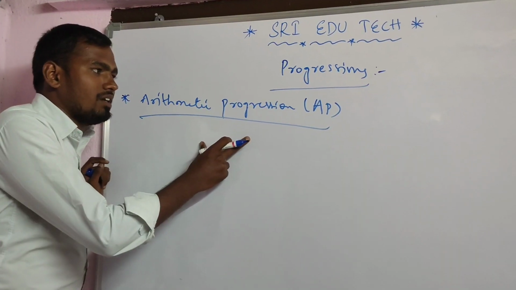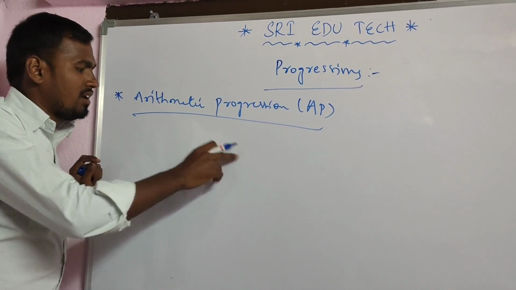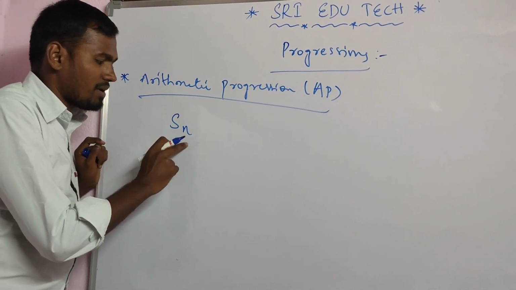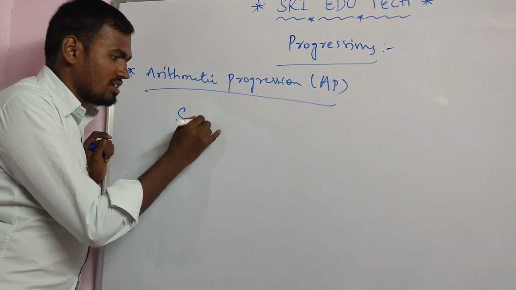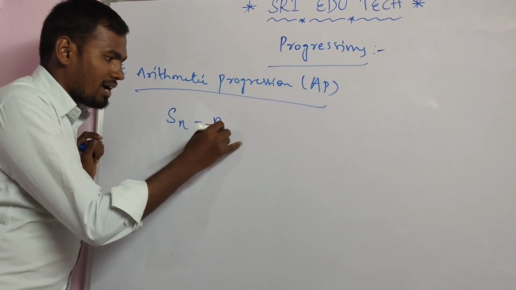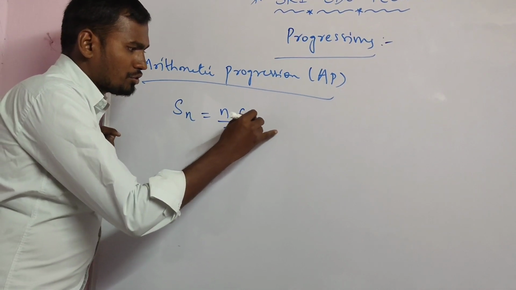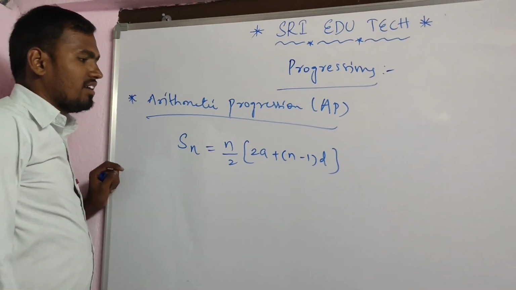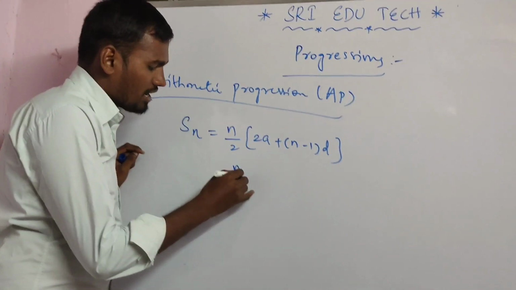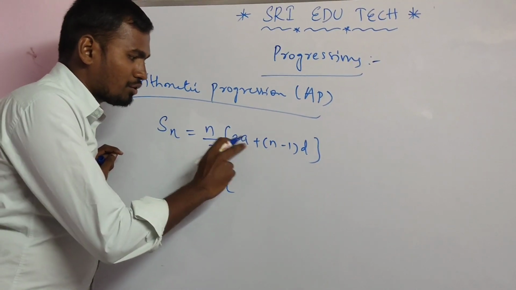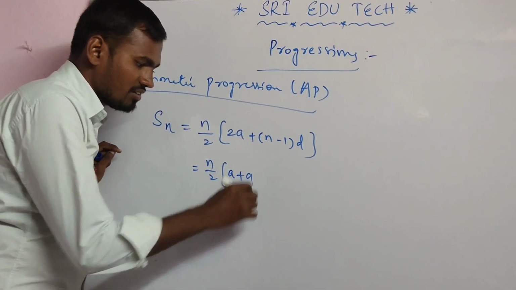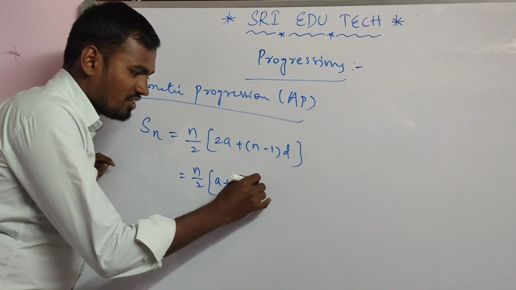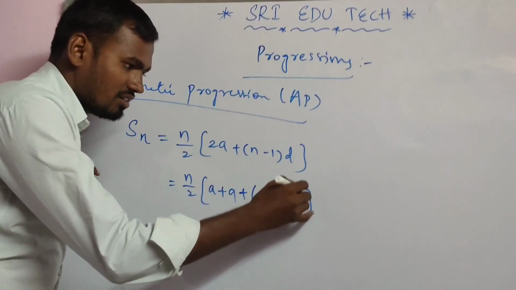In an AP, if we have to find the sum of the nth terms, then we write the sum of the nth terms as Sn. Sn, the sum of the nth term, is equal to n by 2 of (2a plus (n minus 1) into d). Let's see this: n by 2 of 2a, we can write a plus a, and a plus a is 2a, then plus (n minus 1) into d.